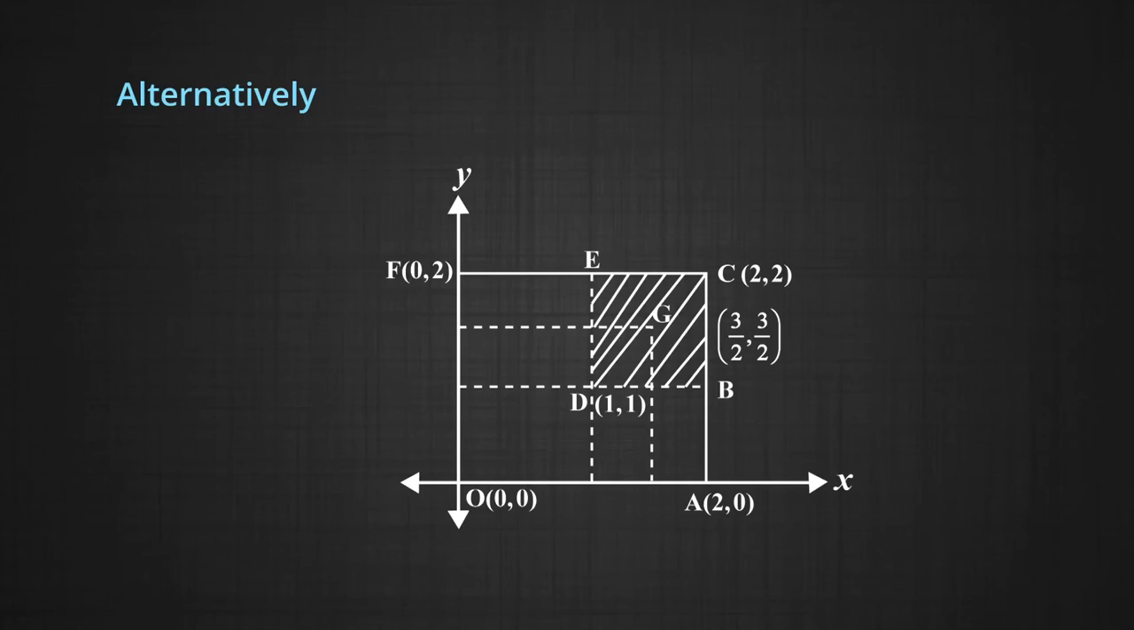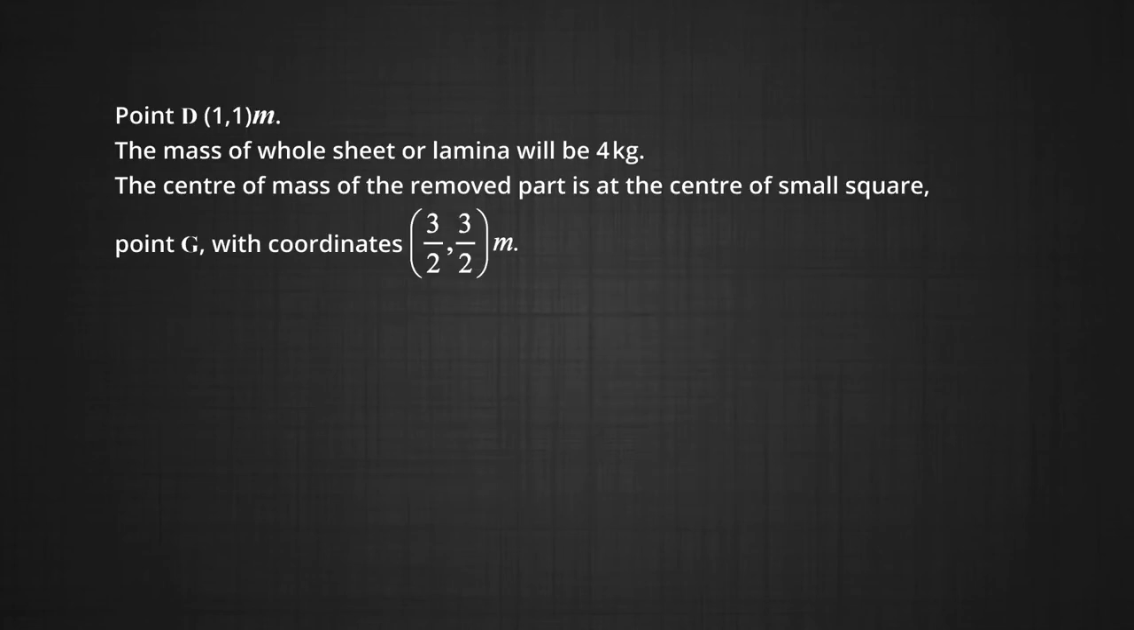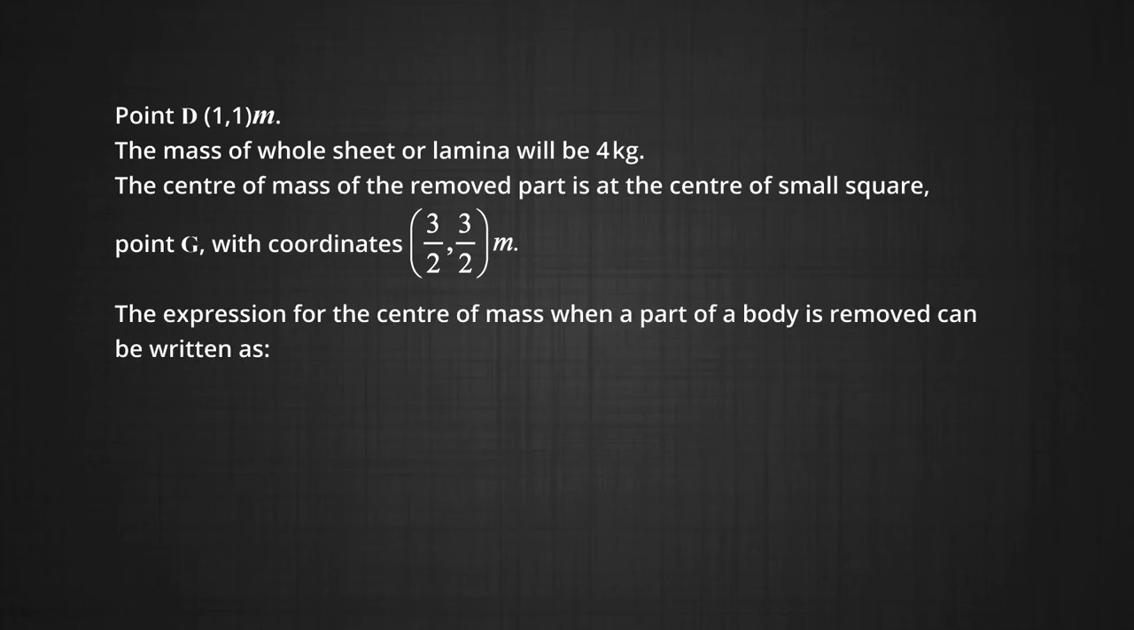The center of mass of the removed part is at the center of that small square, which is given by point G with coordinates 3 by 2, 3 by 2 meter. The expression for the center of mass when a part of a body is removed can be written as RCM is equal to M1 R1 minus M2 R2 divided by M1 minus M2. Here R1 is the position vector of the whole body when considered, while R2 is the position vector of the center of mass of the part of the body which has been removed.